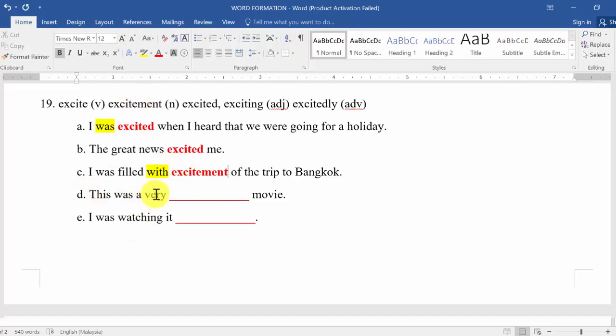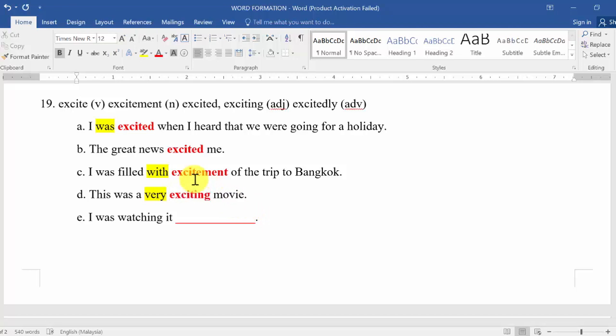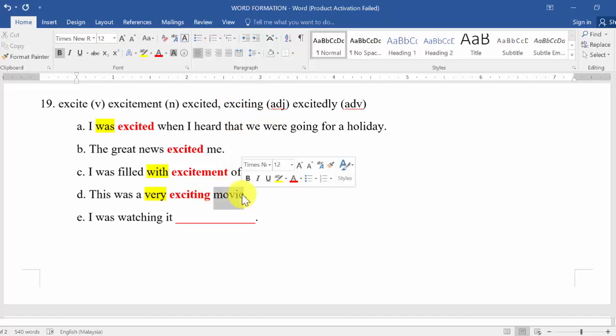Next one. This was a very what movie? The keyword here should be very. When you see very, the next word definitely 100% should be an adjective. Exciting. Why do we use exciting, not excited? It is because excited is used to describe feeling. Exciting is used to describe something. So behind here we have a noun, movie, something. So it should be exciting, describing the noun at the back.